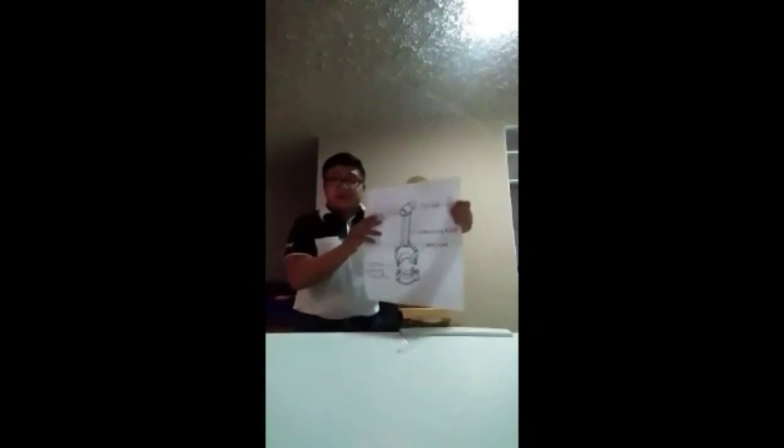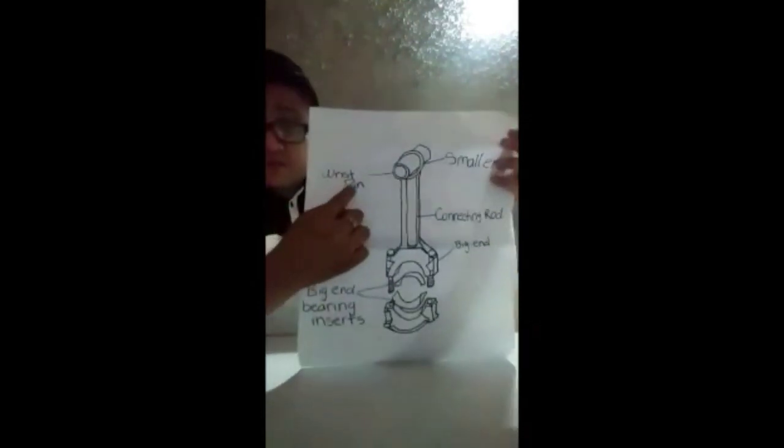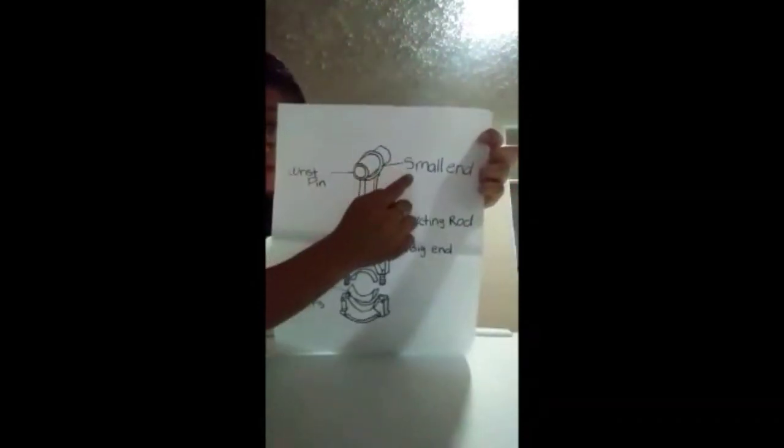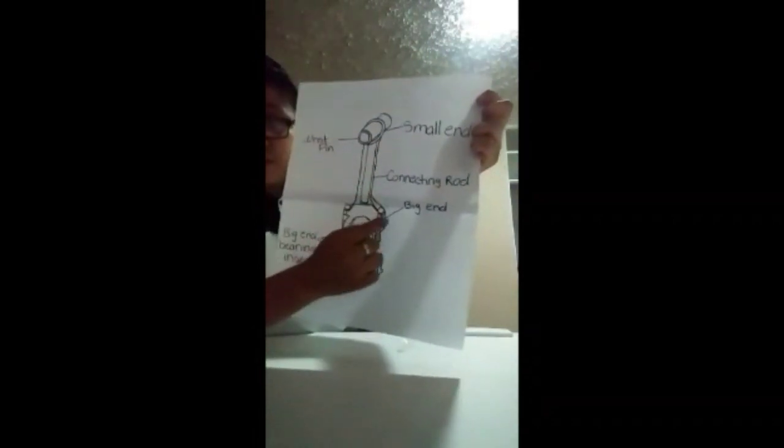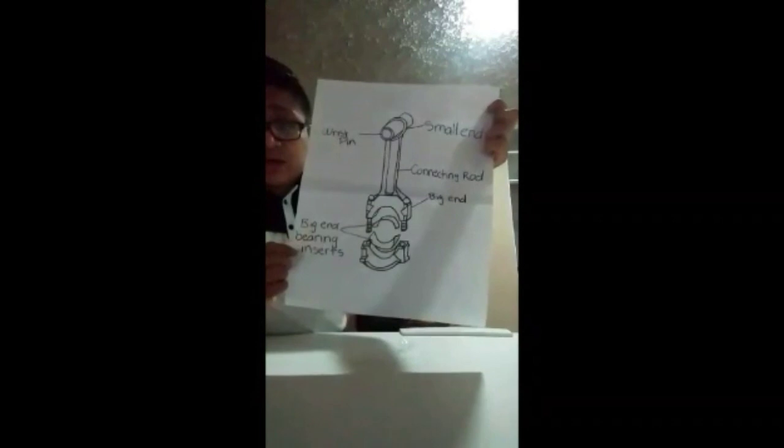The parts of the connecting rod are the piston, the small end, the connecting rod, the big end, and the big end bearing inserts.